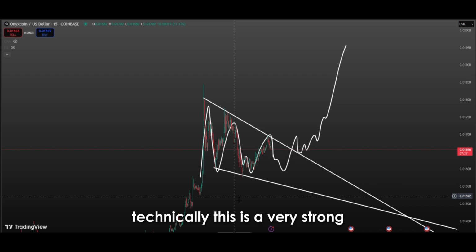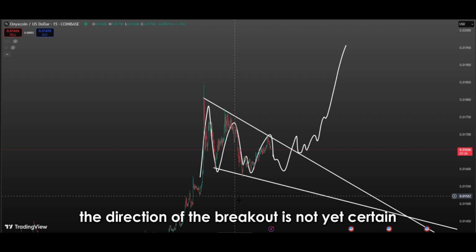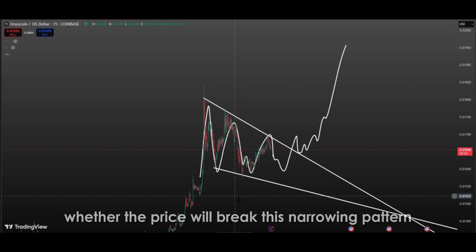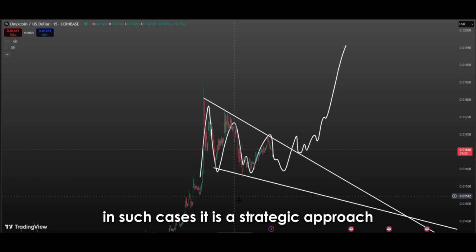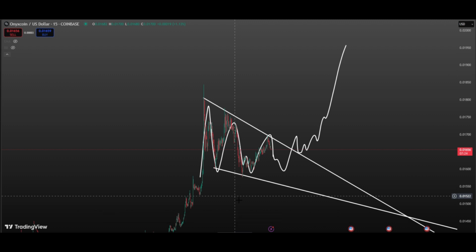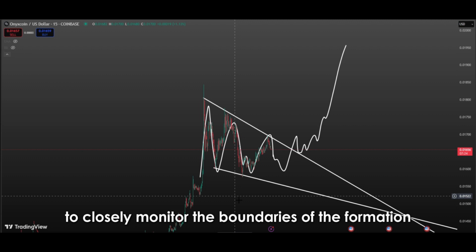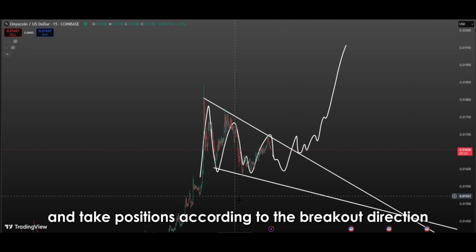Technically, this is a very strong indication that a breakout is imminent. However, the direction of the breakout is not yet certain. It's unclear whether the price will break this narrowing pattern to the upside or downside. In such cases, it is a strategic approach for investors to closely monitor the boundaries of the formation and take positions according to the breakout direction.